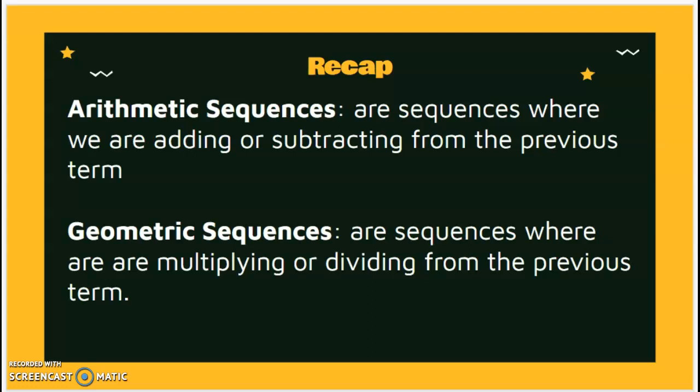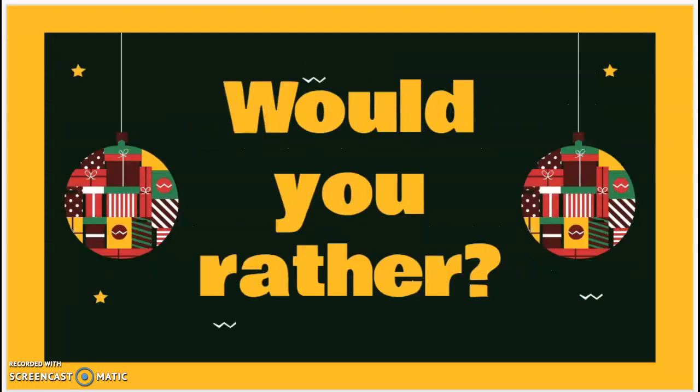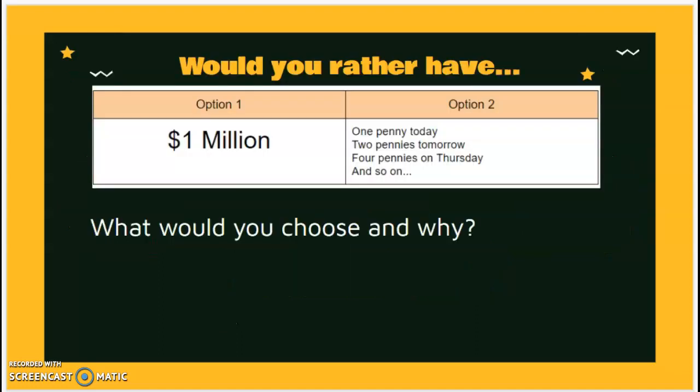So today we're going to do a small little activity called Would You Rather? Would you rather have option 1, $1 million, or option 2, day 1, today I give you a penny, tomorrow I give you 2 pennies, on Thursday I give you 4 pennies, and so on and so forth. I want you to take a brief moment, without even doing any math, and choose which option you want. $1 million, or I give you a penny today, 2 pennies tomorrow, Thursday 4 pennies, and it continuously goes on.